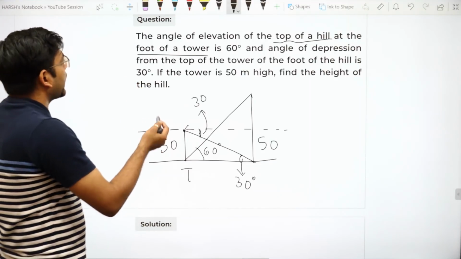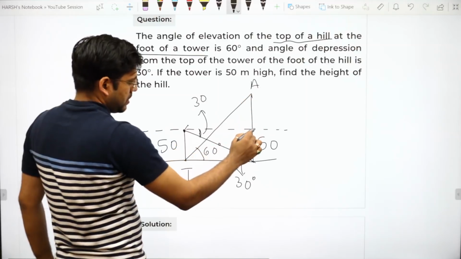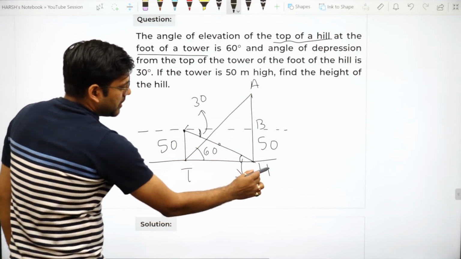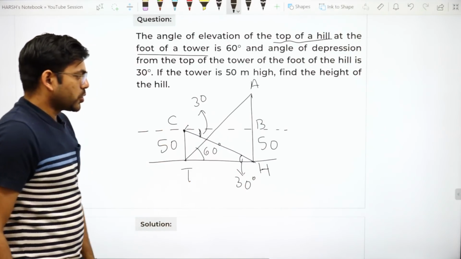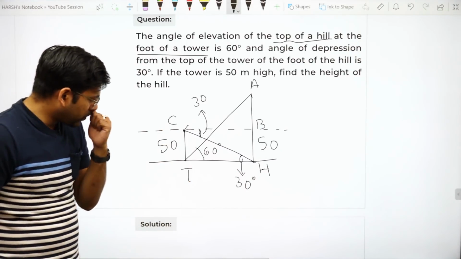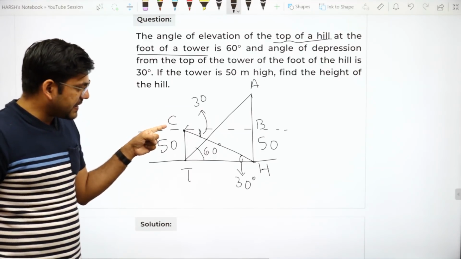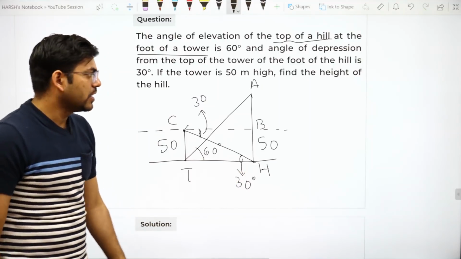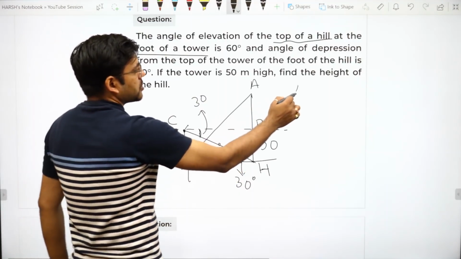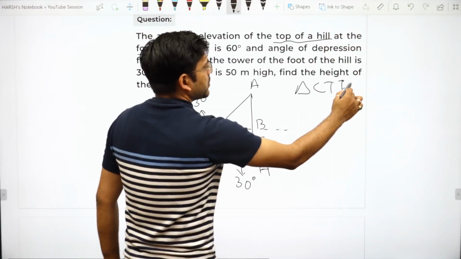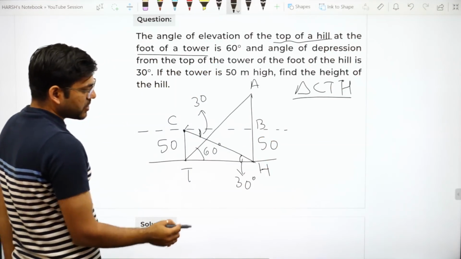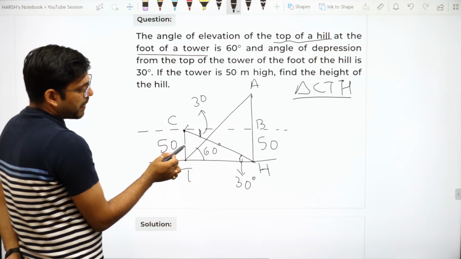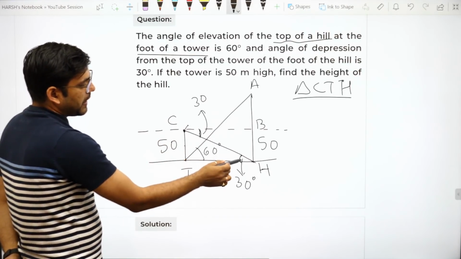Now, again writing down the names: A, B, this is the hill, so let me write H, A, B, H, T, and let me write C. So A, B, H, C. Now first of all, we will be considering this triangle CTH, because here we have one perpendicular and we need to find this base. So I will be writing triangle CTH. In this triangle CTH, this angle is 30 degree. So the side opposite to this angle will be the perpendicular. So in CTH, I am applying tan 30.